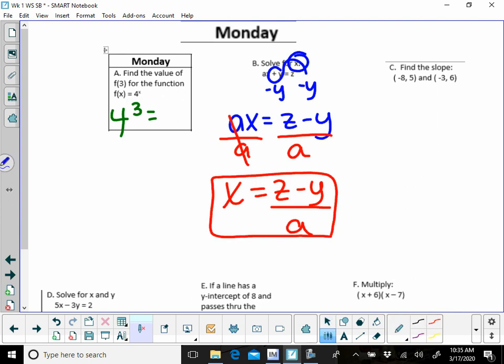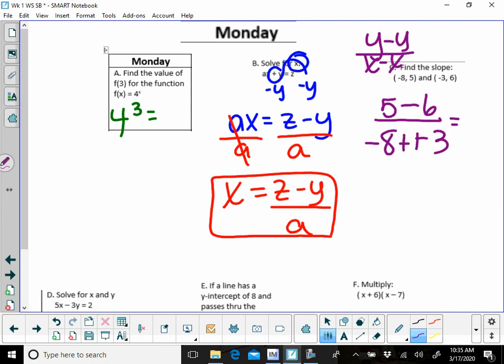Letter C here is our slope formula. We should remember that our slope formula is y minus y over x minus x. So our y values for letter C are going to be 5 minus 6, and then our x is negative 8 minus negative 3. That's going to give me negative 1 divided by negative 5, and we change our 2 negatives to make your answer 1/5.